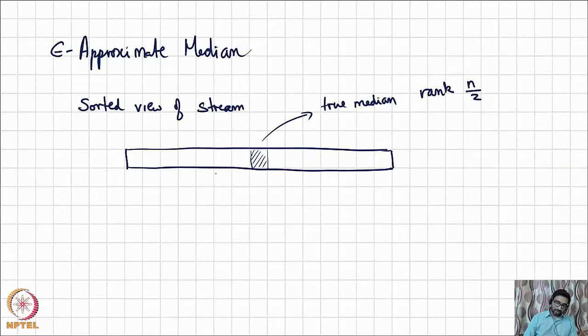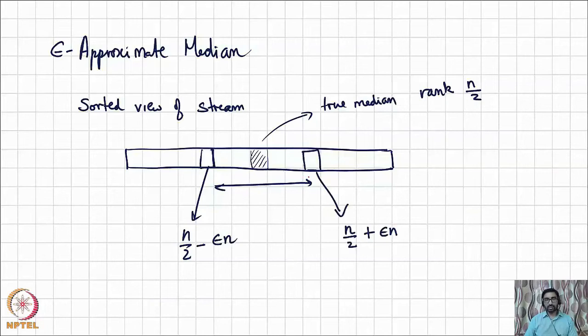Well, consider this range where this item is of rank n over 2 minus epsilon n, and the item to the right is of rank n over 2 plus epsilon n. Now, any item within this range of rank n over 2 minus epsilon n up to rank n over 2 plus epsilon n is an epsilon approximate median.